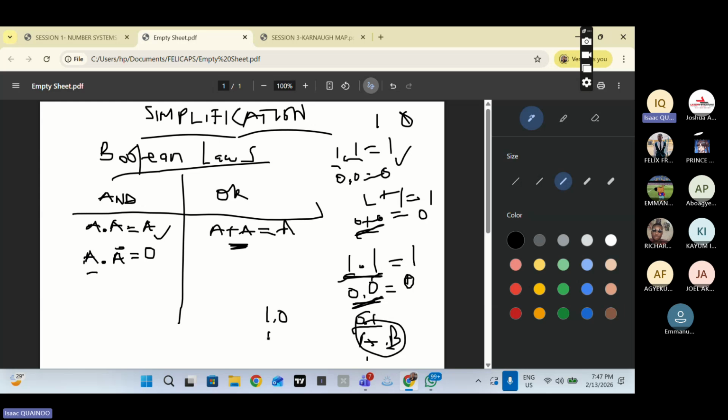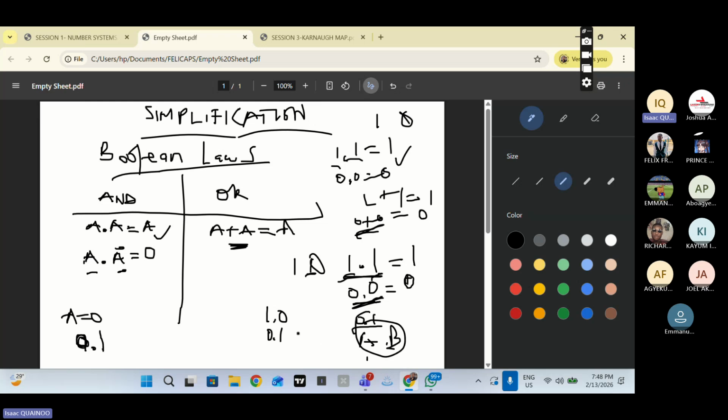And if the first input is 0, the second input will be 1. There is no case for these two inputs, that is A and A bar, where we will get 1, 1. No, because the second one, A bar, is a complement of the first input, so it becomes 0. I don't know if you're getting me. So I'm saying that assuming our A is 0, then A bar is going to be the inverted form of 0, which is 1.